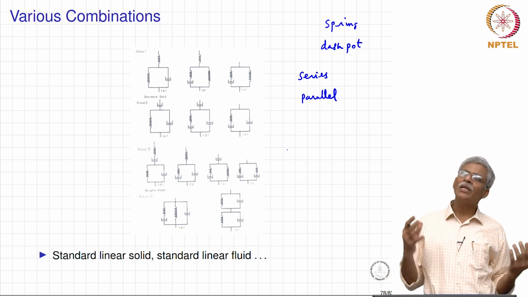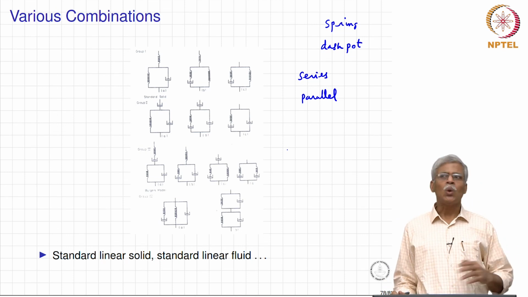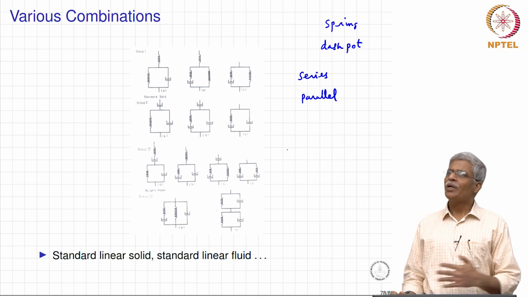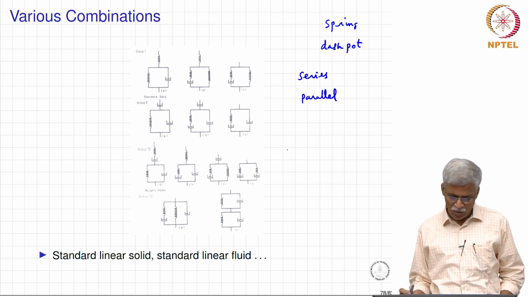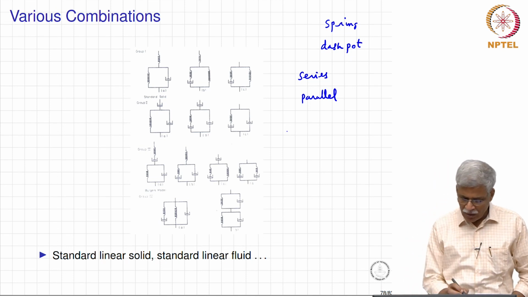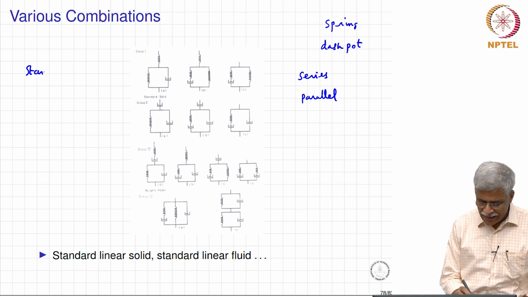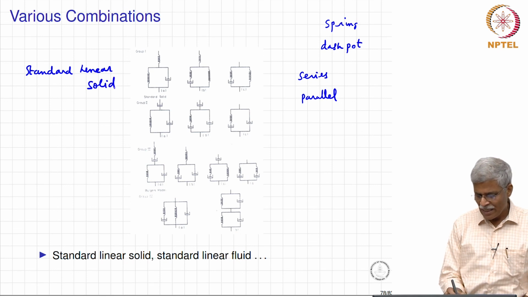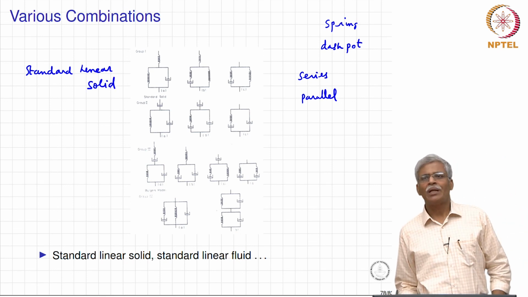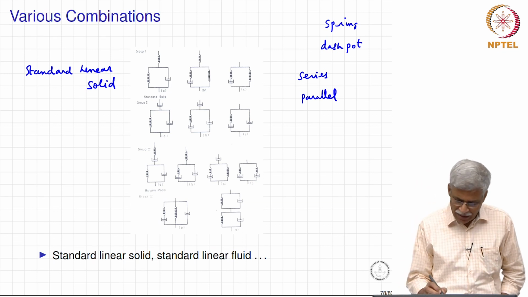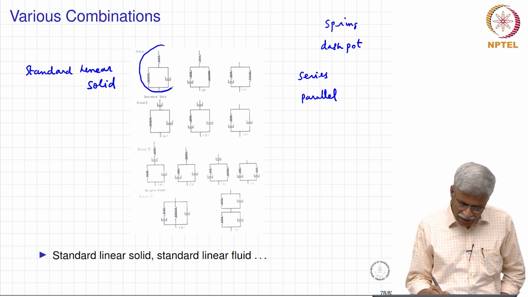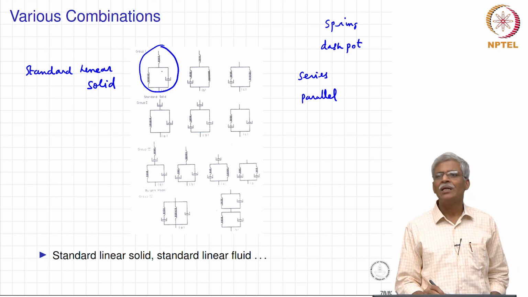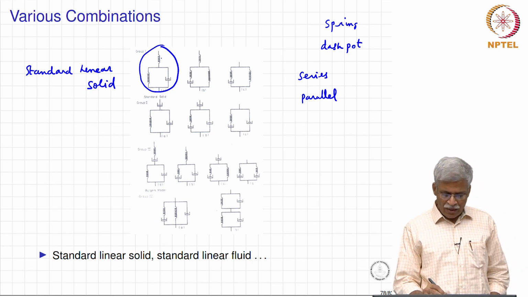But is this the only unique model that is available? No, you can have different kinds of combinations of the model. So, you can have what is really called a standard linear solid. As the name suggests, the response of the material is like a solid material. In fact, I will just focus the attention only on this. You will see that this is a Kelvin model with a spring that is attached in series to it.